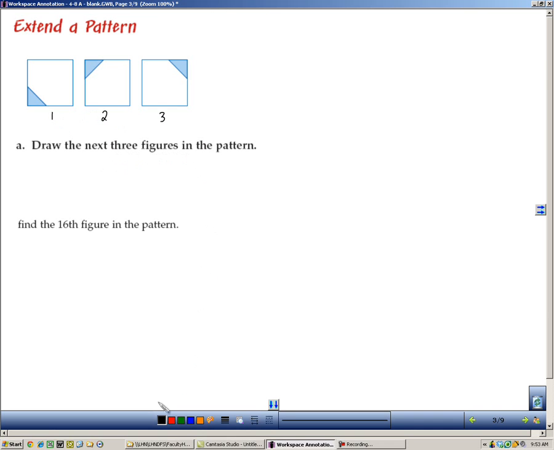So to draw the next three patterns here is pretty simple. The fourth one's going to match the first one because we simply go back to that one. And then this will be the fifth one. And then the sixth will look just like the third. Now we have to find the 16th. Well, remember the last one, since it's the third figure in the pattern, that means that's going to be the same figure for 3, for 6, for 9. These are all multiples of 3. 12. It's going to be number 15.